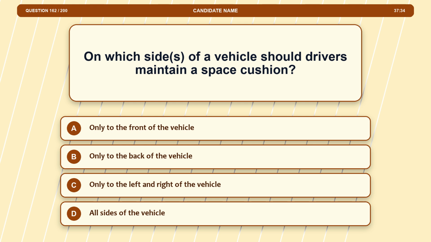Option A, only to the front of the vehicle. Option B, only to the back of the vehicle. Option C, only to the left and right of the vehicle. Option D, all sides of the vehicle.